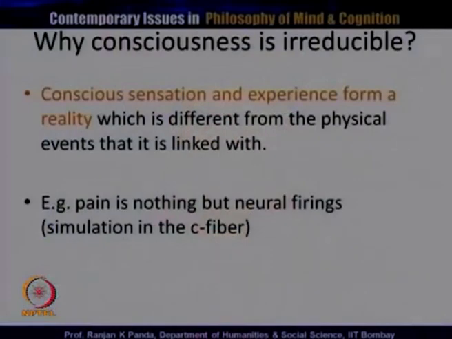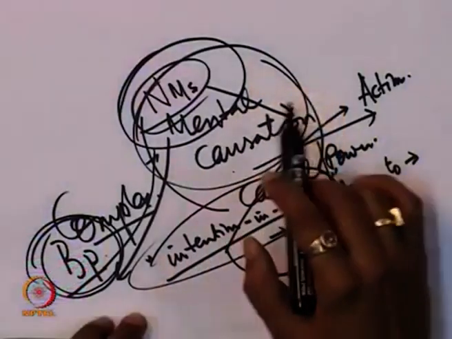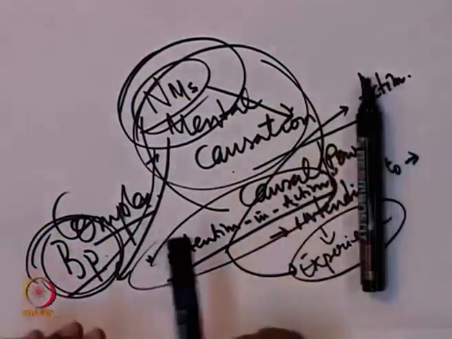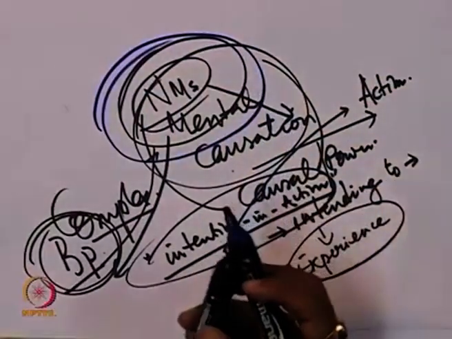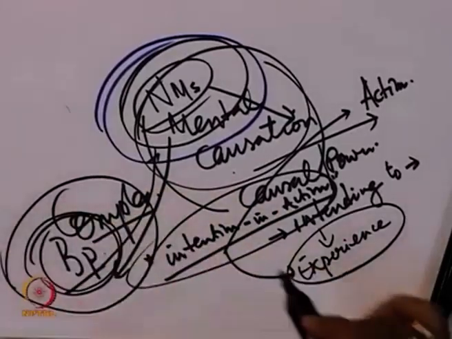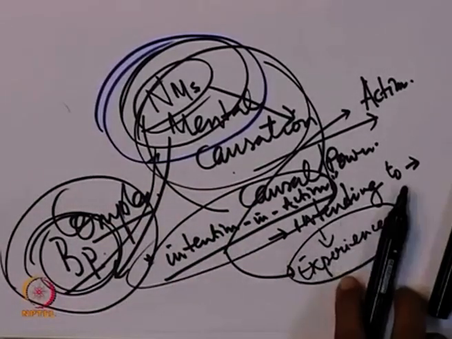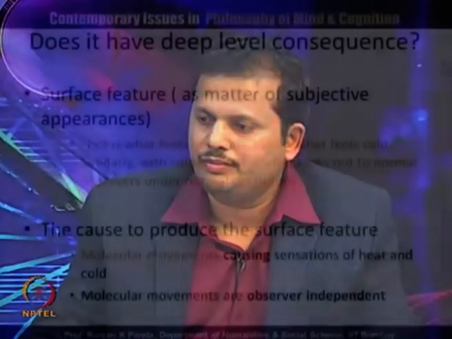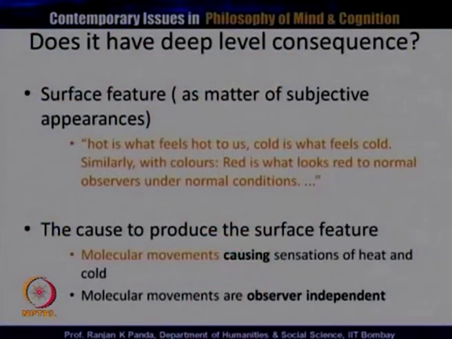Now, why is consciousness irreducible? Consciousness, or conscious sensation and experience, form a reality which is different from the physical events that it is linked with. So, the mental states, or the network of mental states which I talk about, constitute a reality which is different from, say, the physical reality. Now, what kind of reality do they constitute? Does it have a deep level consequence?